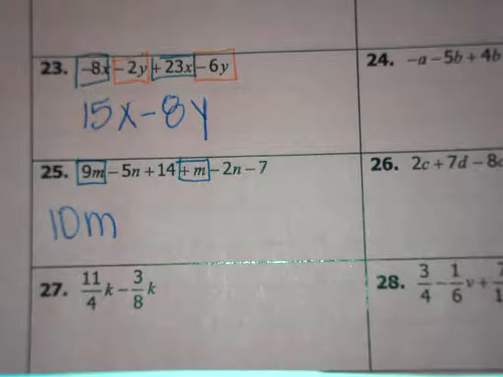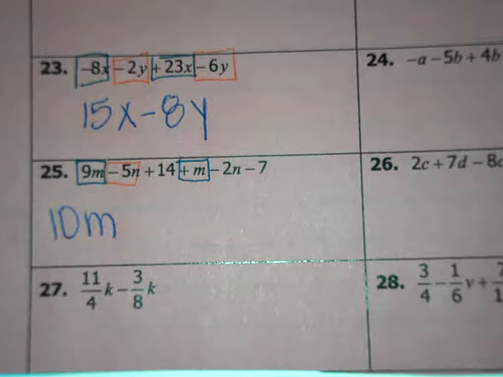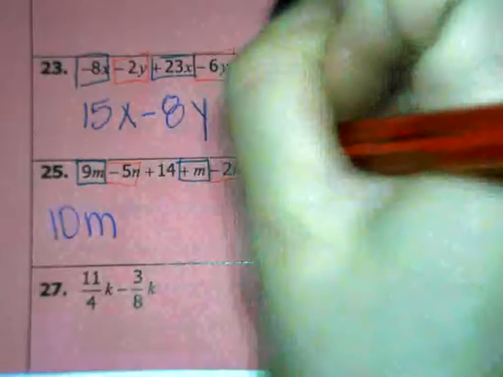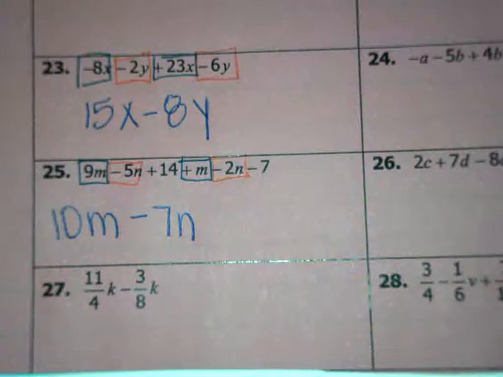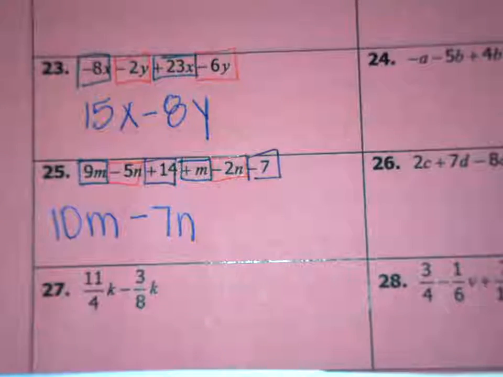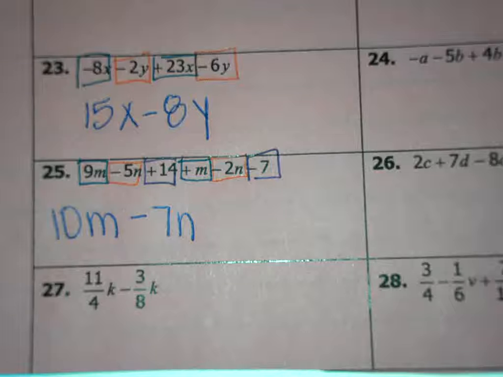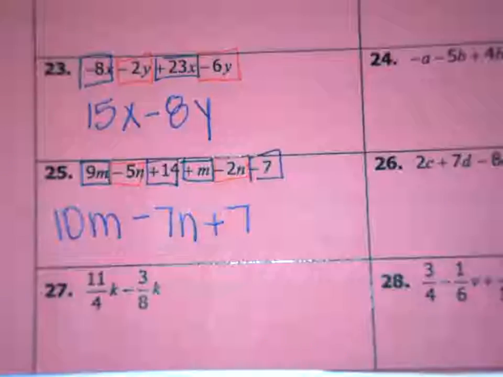What's the next term I should box in? Negative 5n. What do I box in with the negative 5n? Negative 2n. Don't forget your integer rules. Negative 5n minus 2n is? Negative 7n. And what are the last terms that I should box in? Plus 14 minus 7. So what is 14 minus 7? So do I write plus 7 or minus 7? Plus.